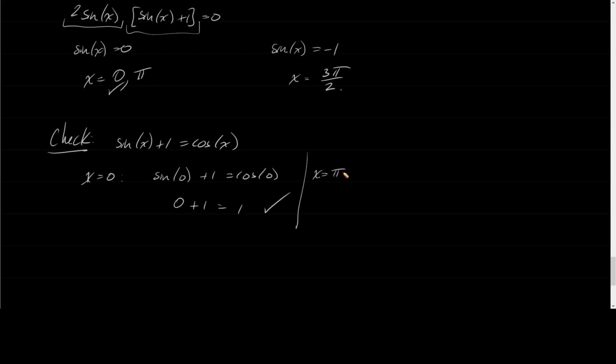Let's check pi. If I plug in pi, I end up with sine of pi plus 1 is equal to cosine of pi. Actually, hold on. I just realized I messed that up. Sine of pi is 0. Cosine of pi is -1. So I had those in the wrong spots. So now I have 0 plus 1 equal to -1. No, it is not. So this right here is an extraneous solution.